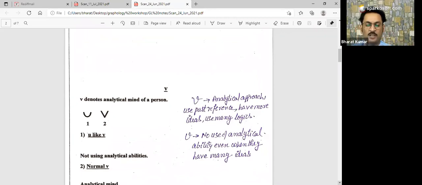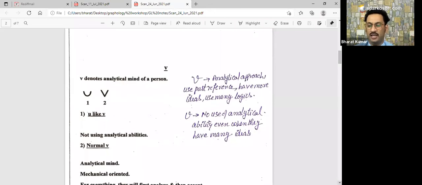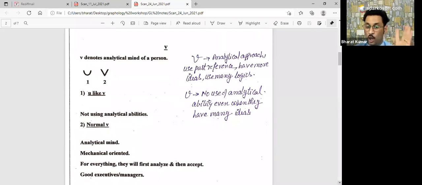So these people have very low analytical abilities. But if you are using normal V, type 2 V, they have a good analytical mind, mechanically oriented. For everything, first they will analyze all pros and cons, and only then are they ready to accept. Good executive behavior, they are good managers or good leaders. Type 2.